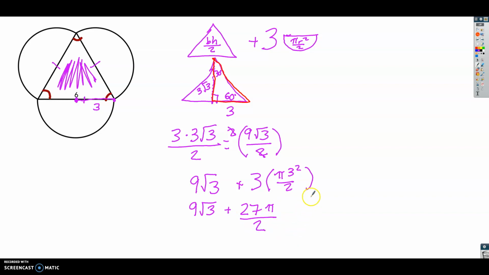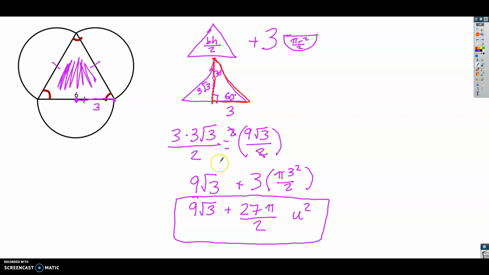over 2. Now, personally for me, I don't mind if you leave your answers like this. Obviously, if you don't have your units, just put units squared. But you can leave your answer like this. Now, obviously, it's going to depend on your teacher. But typically, I want to preface this: if you're talking about area, typically we like decimal answers.